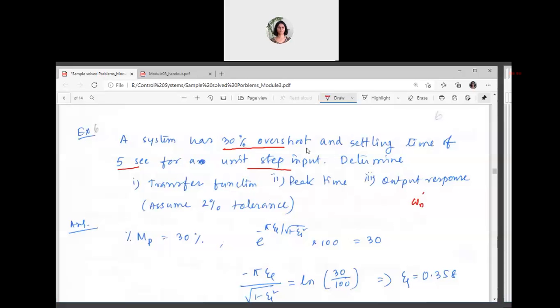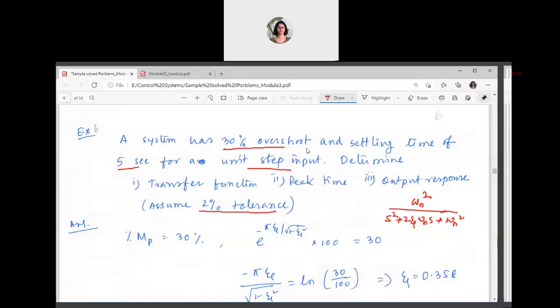So what is the standard form? Omega n square by s square plus 2 zeta omega n s plus omega n square. So this will be the transfer function. I can use this. But before that, I need to know the value of zeta and the value of omega n. So let us calculate that from these two pieces of information given: 30% overshoot and settling time is 5 seconds. Also, they have specified we can assume 2% tolerance. So for settling time, it will be 4 by zeta omega n.